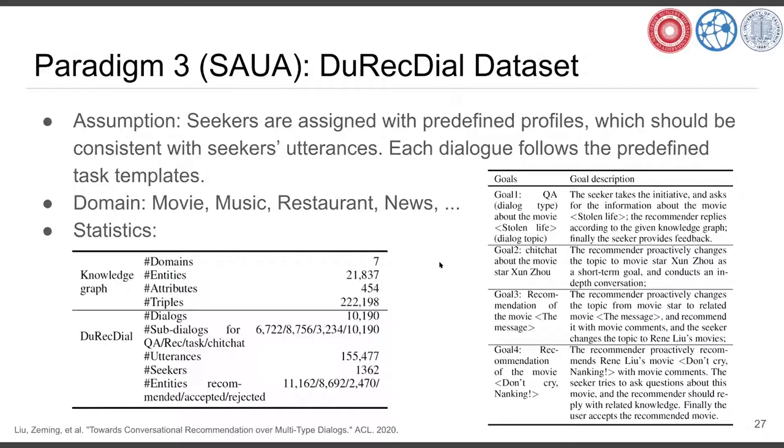So this data set obviously follows paradigm three. And this data set contains domains that are kind of rich. It contains domains like movie, music, restaurant, news, etc. And here is the data set statistics.